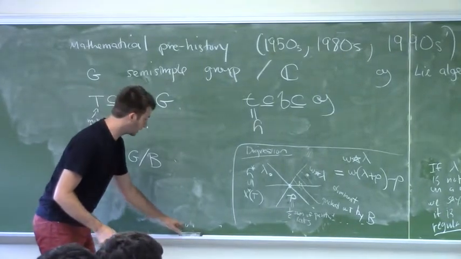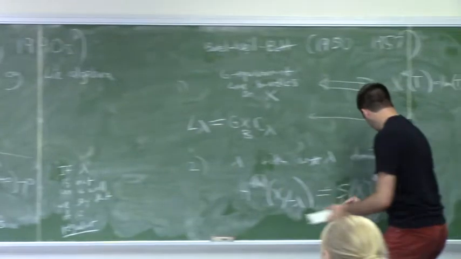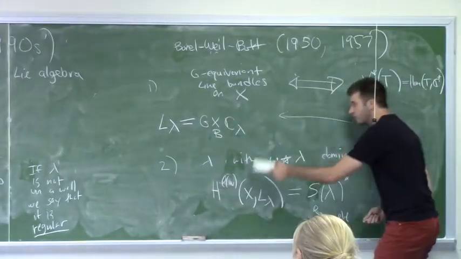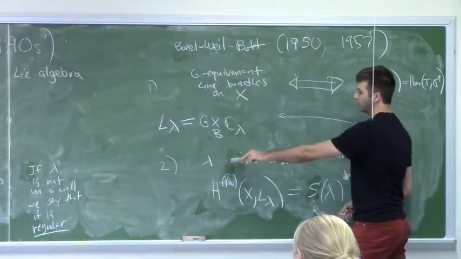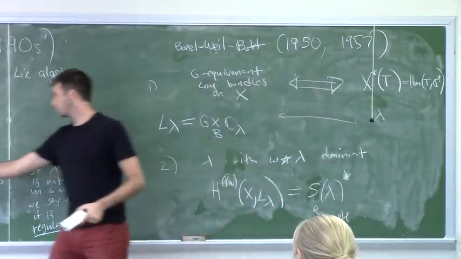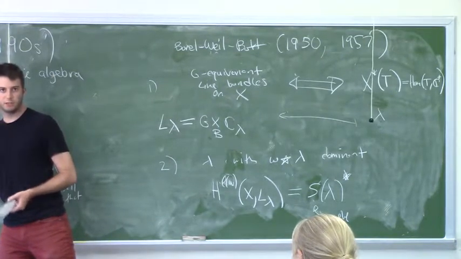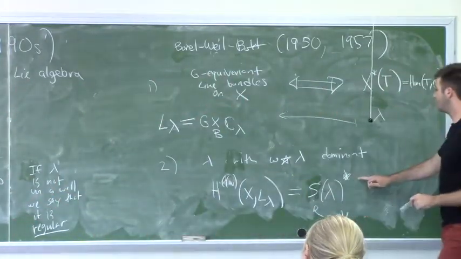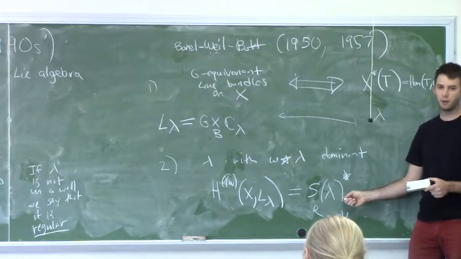Okay, so this is the first theorem that I want to talk about. Then maybe there are two other pieces. If something is irregular, which means it lies on one of these walls, there'll be no way of making it dominant, in which case all the cohomology will be 0. And then the second thing about this theorem is that the dual of every simple representation arises in this way.